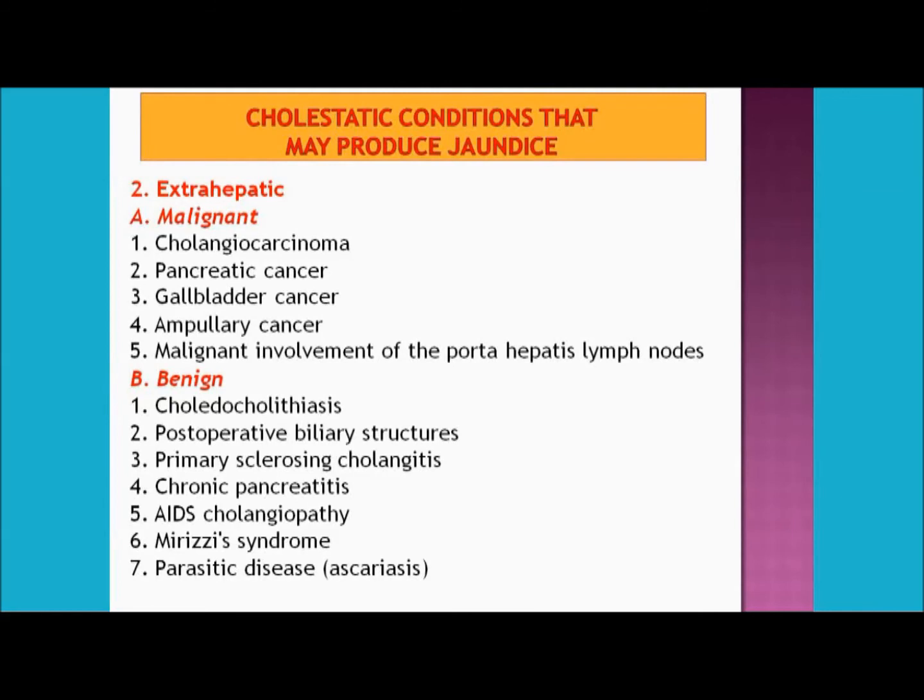Apart from that, these are the malignant conditions. I hope you people know what a malignant condition is. It is the uncontrolled growth of the cancer. It generally takes place in the later stage of the cancer. And regarding the benign, benign conditions include cholelithiasis, post-operative biliary strictures, primary sclerosing cholangitis, chronic pancreatitis, AIDS cholangiopathy, Mirizzi syndrome, and parasitic disease. So these are all benign conditions. These can also induce jaundice, and the others are the malignant conditions.